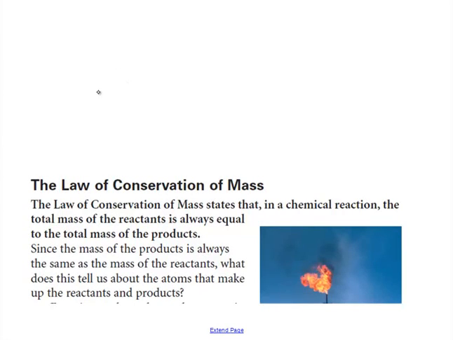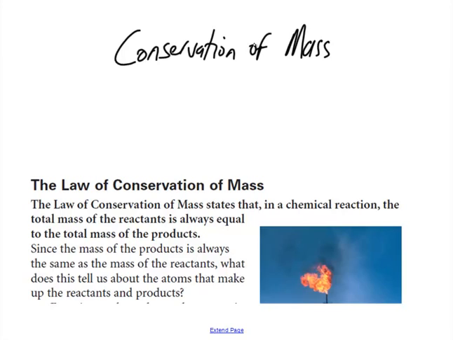All right, in this tutorial we are covering the law of conservation of mass. To start things out, we are going to get a definition of that, which is given in your textbook. This is a snippet from your textbook. It states that the law of conservation of mass states that in a chemical reaction, the total mass of the reactants is always equal to the total mass of the products.